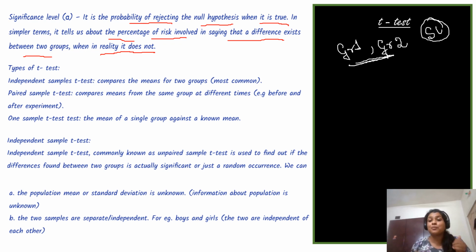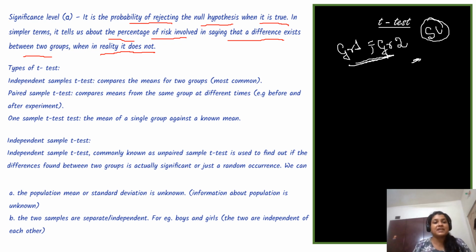Like, what is the probability that my conclusion will be wrong? So what is the risk I am taking in coming to this conclusion? Okay, is it understandable? For example, I tell group 1 is equal to group 2. So what are the chances that my conclusion is correct or not is the significance level of my result. So this is one term.